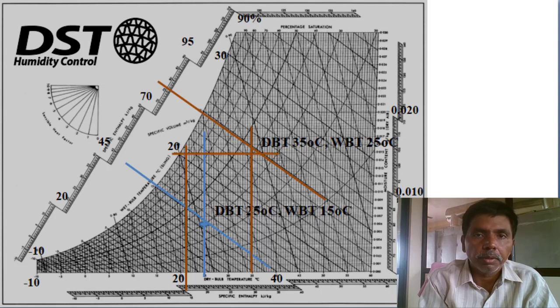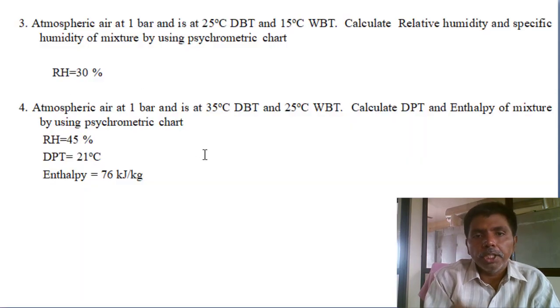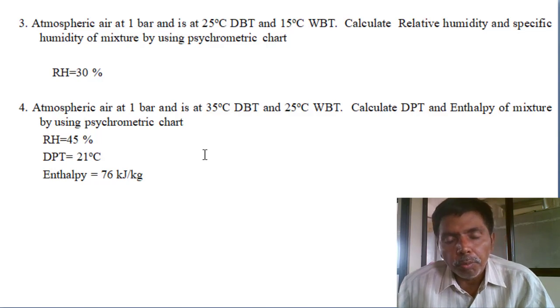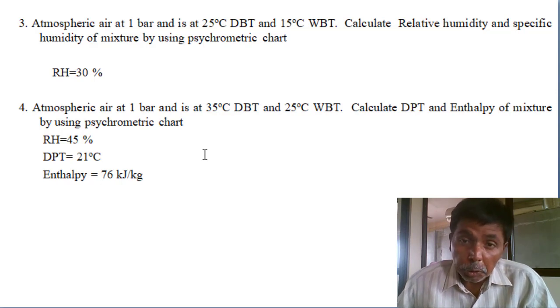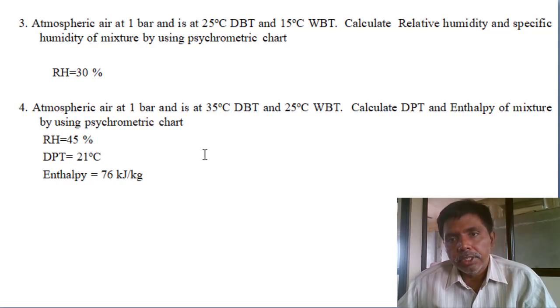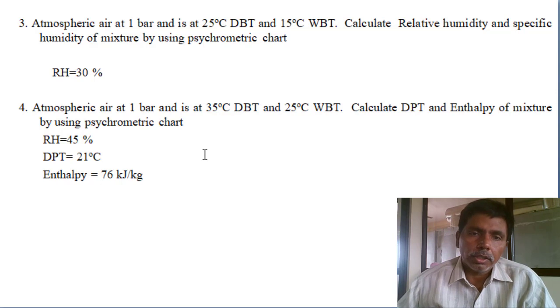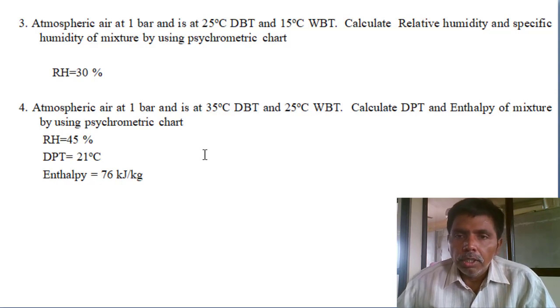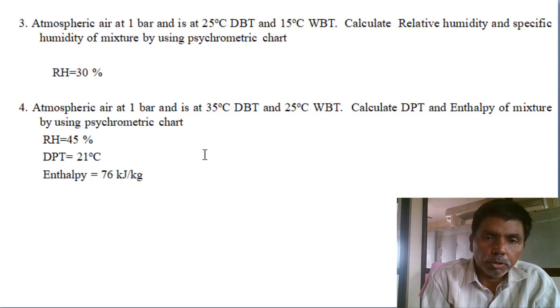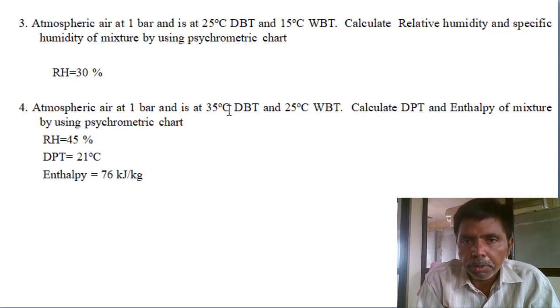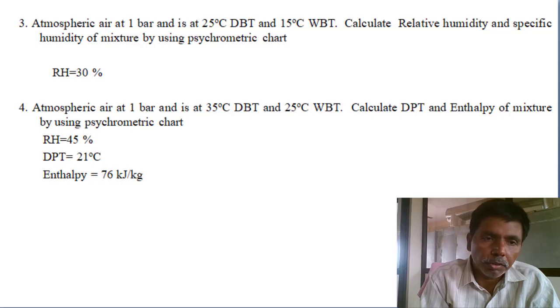And second problem, you see: atmospheric air at 1 bar and at 35 degrees centigrade dry bulb temperature and 25 degrees wet bulb temperature. Calculate the dew point and enthalpy of mixture by using the psychrometric chart. They have not mentioned relative humidity, but we determine the relative humidity also. First of all, dry bulb temperature 35, wet bulb is 25.